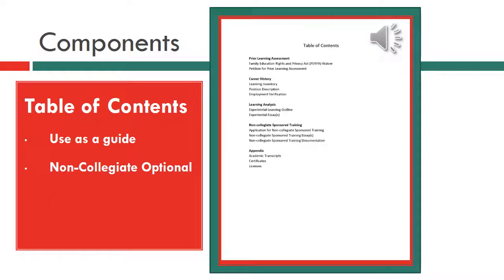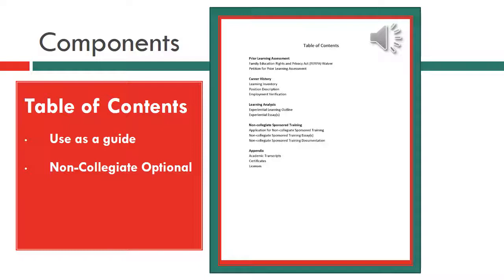The second page in your portfolio is going to be the table of contents, and you really need to use this as a guide. You'll see all of the sections that are listed in here. The first section is going to be your prior learning assessment section, and there are 2 forms that are going to be in that section. You're going to have your career history. There are going to be 3 separate documents included in that section. You have the learning analysis. There are going to be 2 documents included in that section, one of which is going to be the essays. Now, you may have 1 essay in this section. You may have 6 essays in this section, but you will list all of the essays that you have in this table of contents.